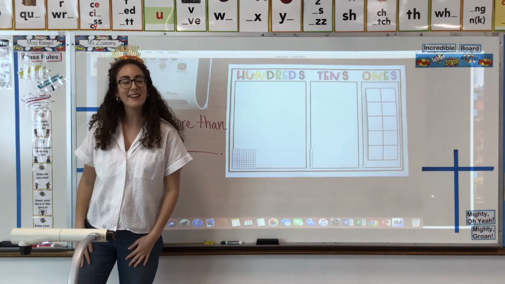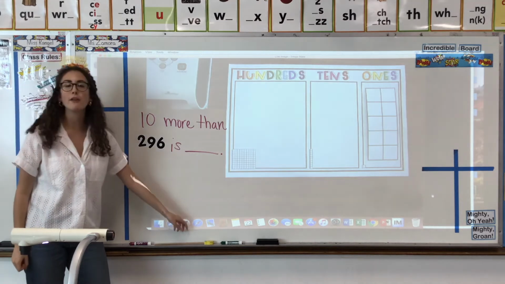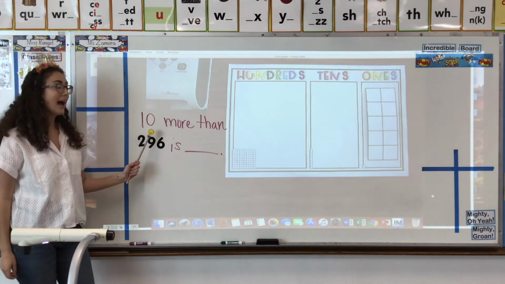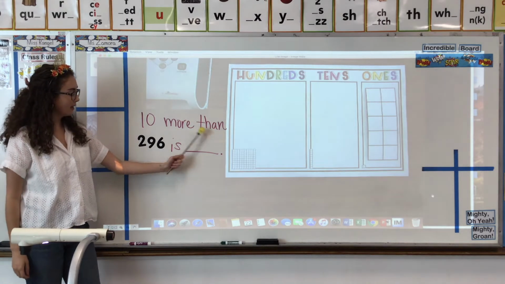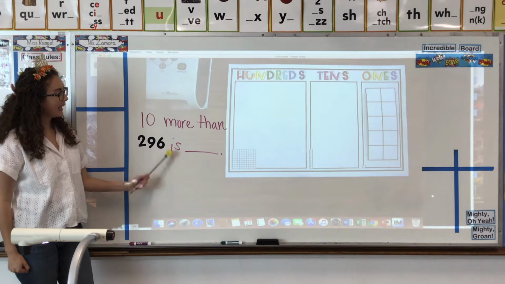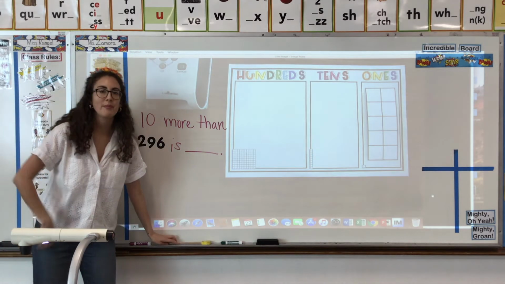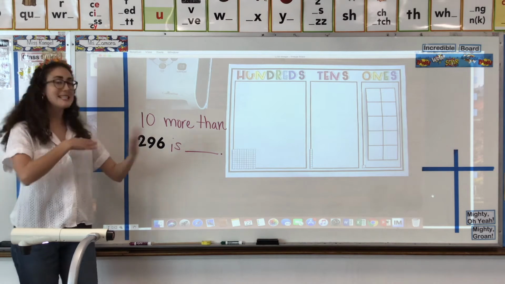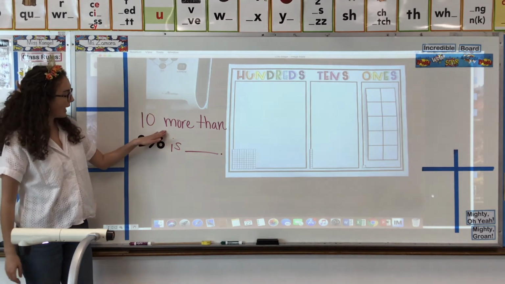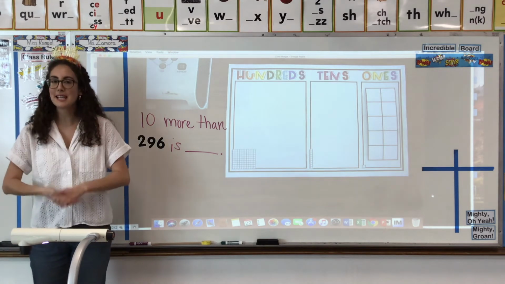Okay, you got all your awesome tools out? You ready to bundle? Let's check out our first number sentence. Can you read it with me? 10 more than 296 is blank. So we got to solve this problem. First up, what is this sentence asking us to add? We're asked to add 10. We're going to add a 10.